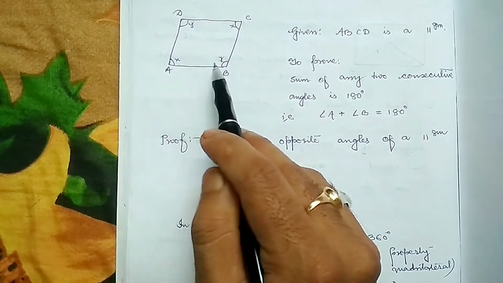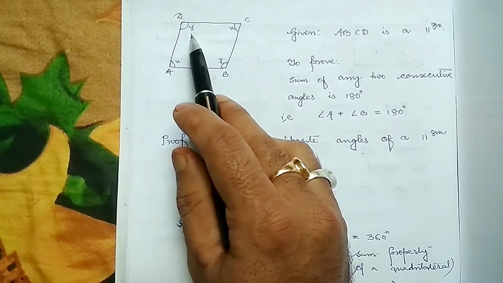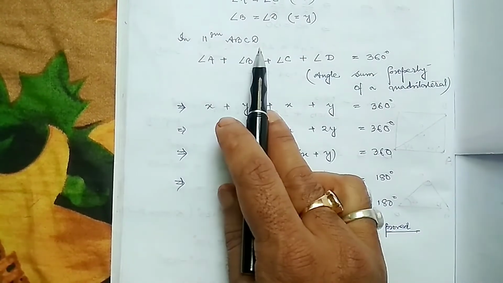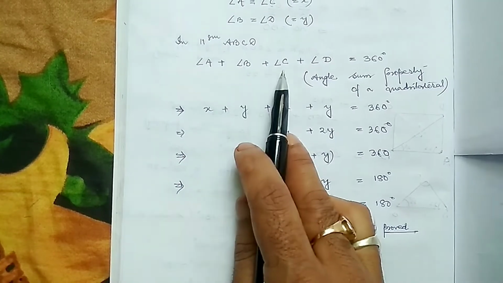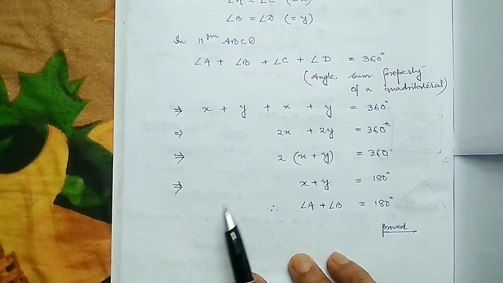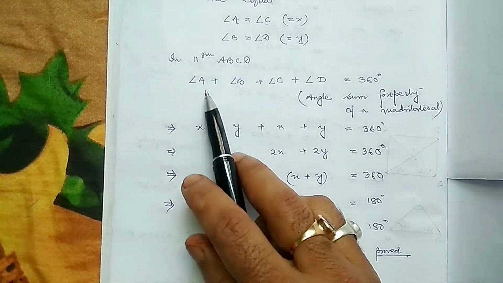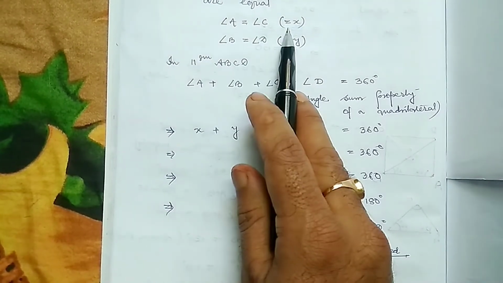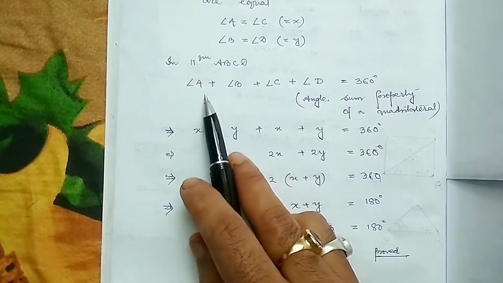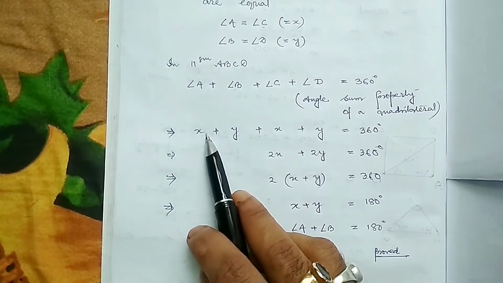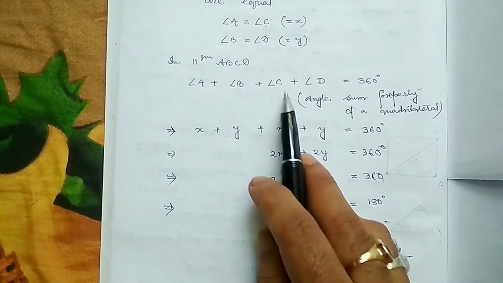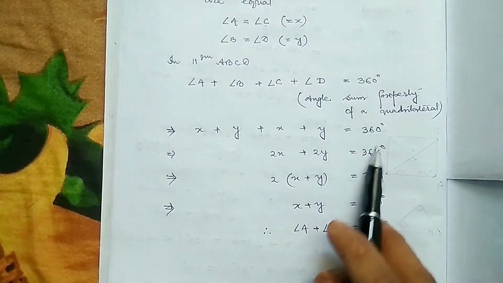So here x plus y will be how much? 360. So here we have written, in case of parallelogram ABCD, angle A plus B plus C plus D equals 360. Now we have considered A and C to be x and B and D to be y. So instead of A, I can write x. Instead of B, y. Again x, again y equals 360.